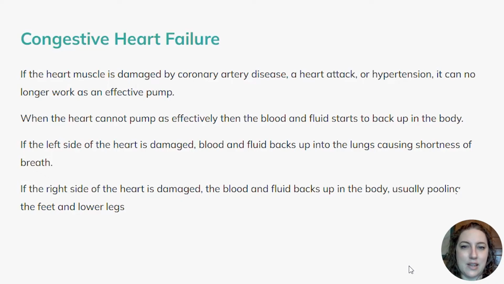If the left side of the heart is damaged, the blood and fluid will back up into the lungs, causing shortness of breath. If the right side of the heart is damaged, the blood and fluid backs up into the body, usually pooling in the feet and lower legs.